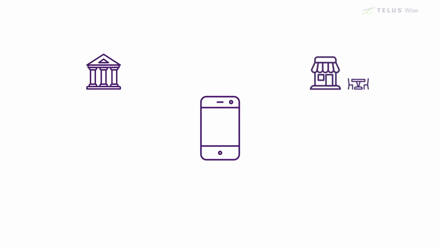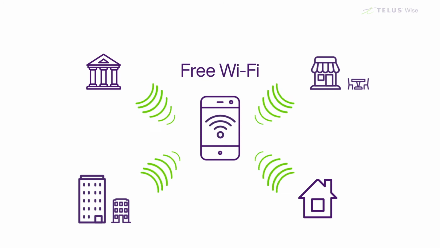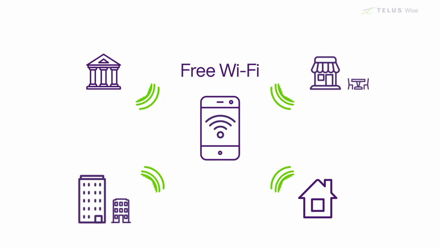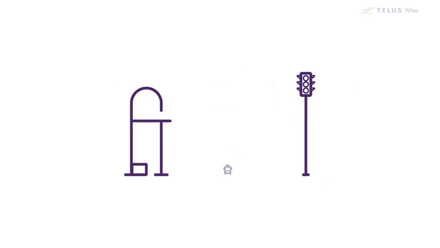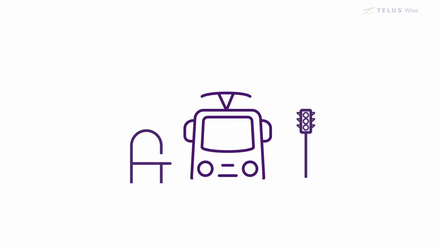A lot of libraries, coffee shops, city buildings, and other public places now have free Wi-Fi, letting you connect to the internet for free. If you have access to Wi-Fi like this, or you have Wi-Fi set up at home, you should use it when you can instead of using your wireless data plan. This way you can save money and save your wireless data for times when you don't have Wi-Fi access.